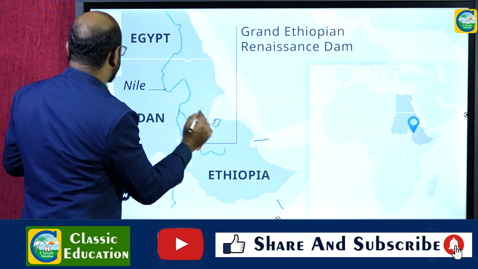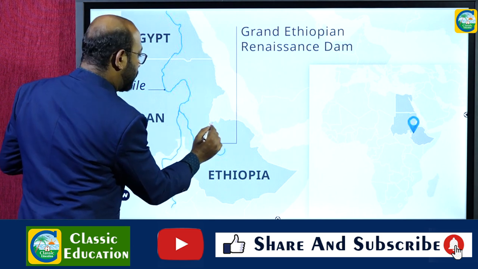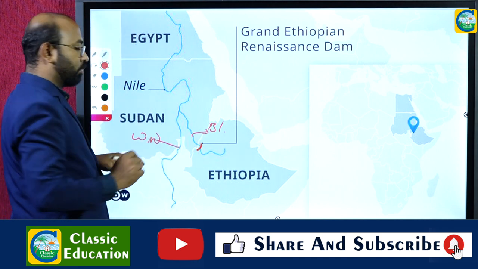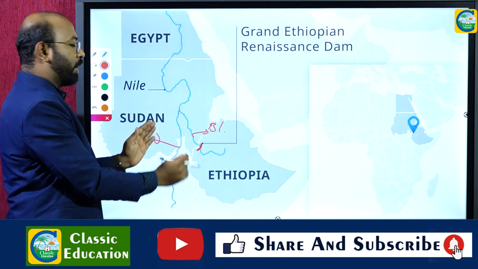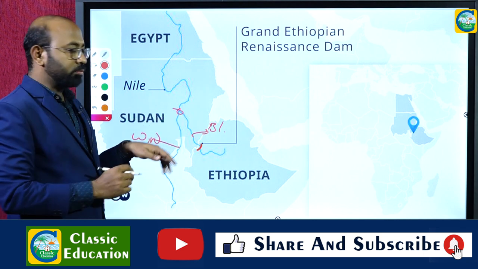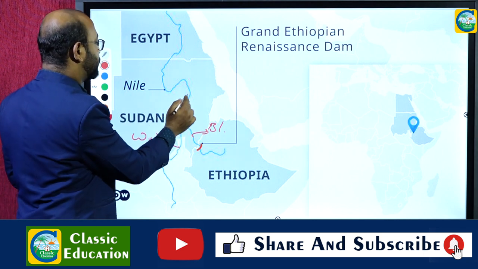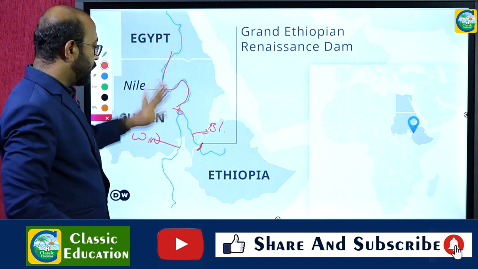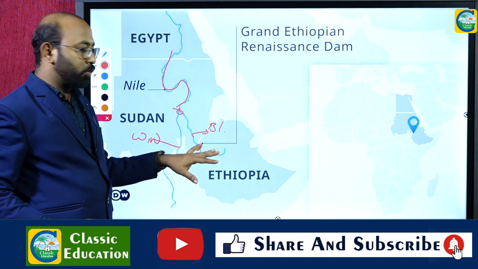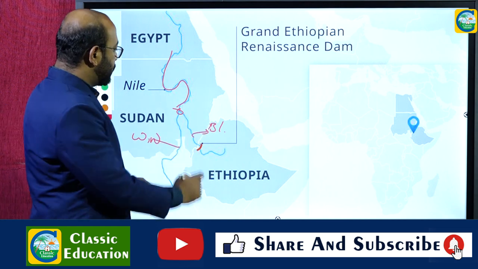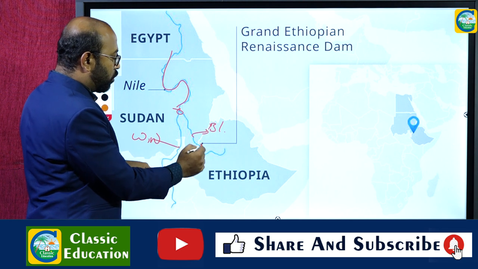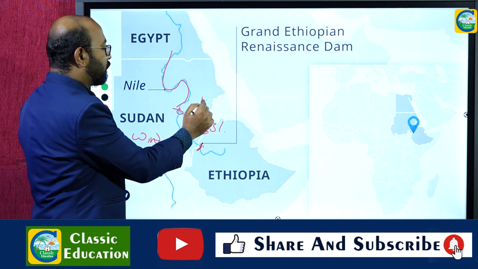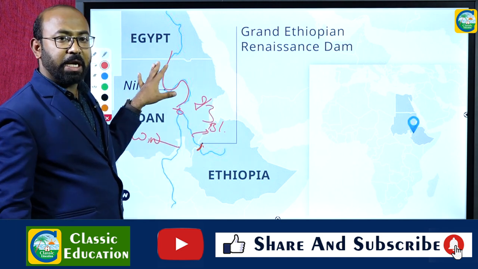This is your Blue Nile, right? This is the Blue Nile and this is White Nile, right? Both of these will join together in Sudan. After joining together, it will become a single Nile River and it will flow across Sudan and Egypt, right? This Blue Nile originates in Ethiopia. Since it is originating in Ethiopia, Ethiopia is constructing the dam. If it constructs the dam, 2/3 of water flow will be affected in the Nile River, right?